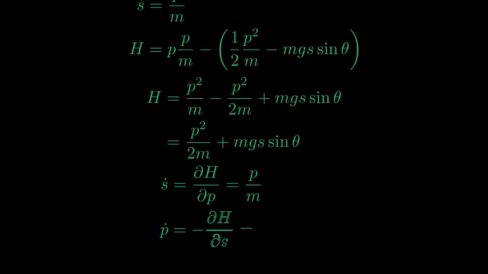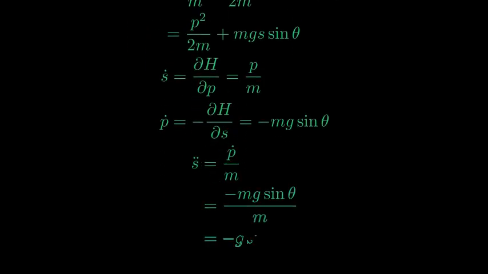Now, we apply Hamilton's equations. s dot equals partial H partial p, which is p over m. p dot equals negative partial H partial s, which is negative mg sine theta. Taking the time derivative of the first equation and substituting the second, s double dot equals p dot over m equals negative g sine theta. And once again, we arrive at the same answer.